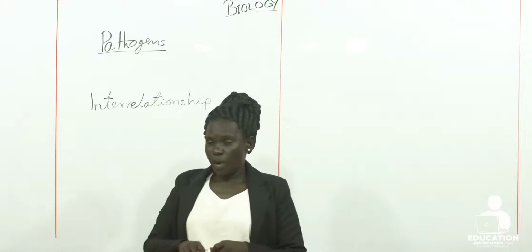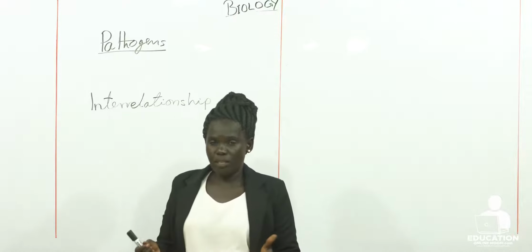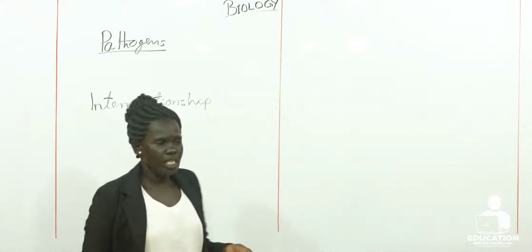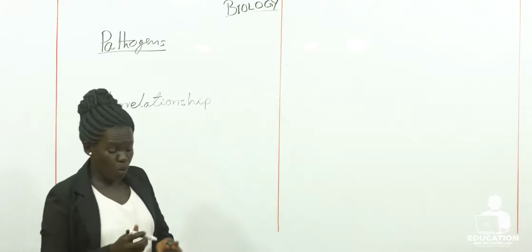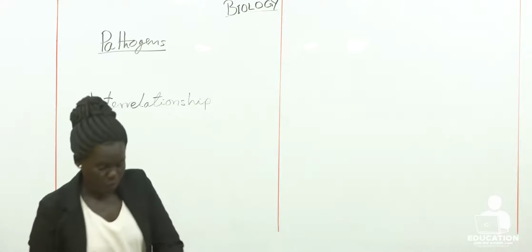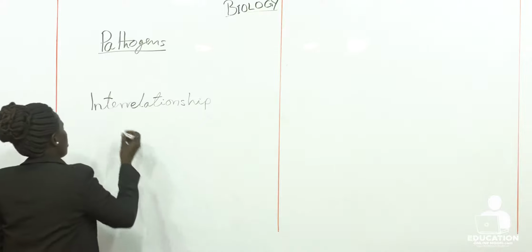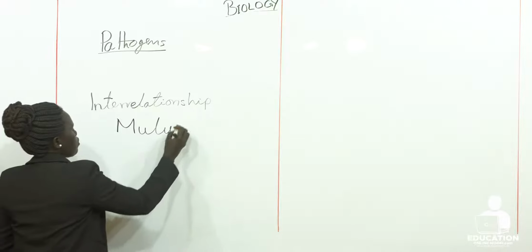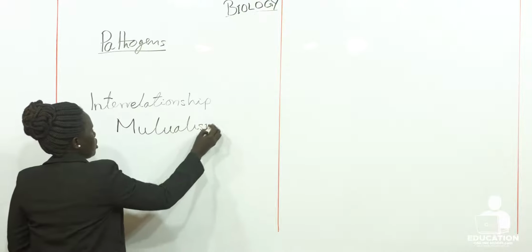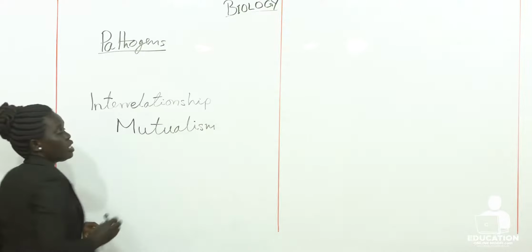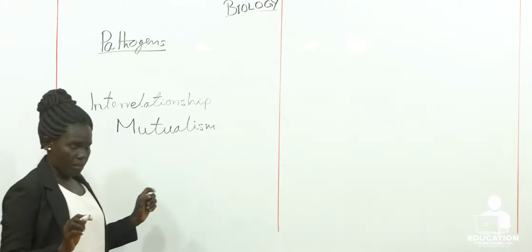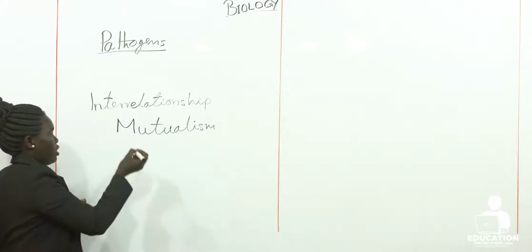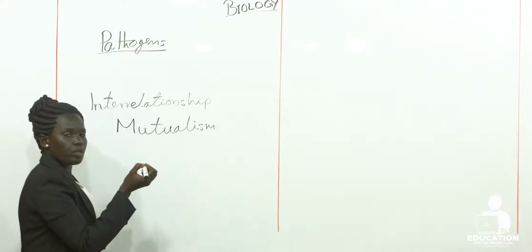The relationship where the 2 different species benefit, I mentioned it, is like mutualism. Mutualism. This is where 2 different species benefit. The other relationship, parasitism.